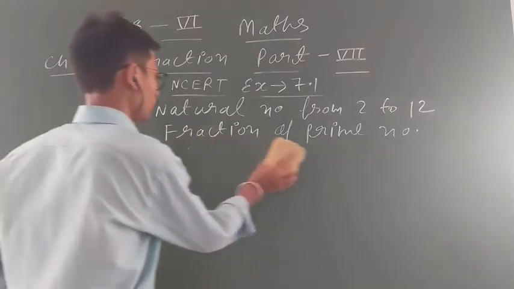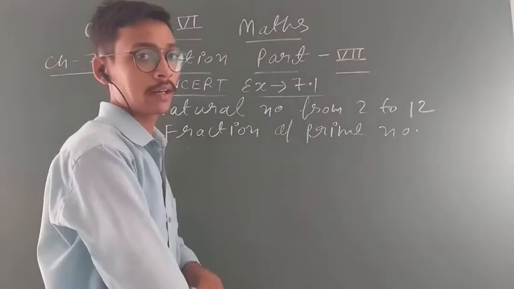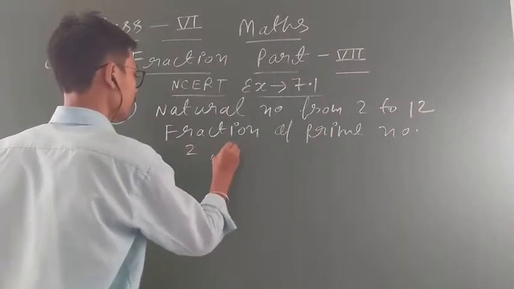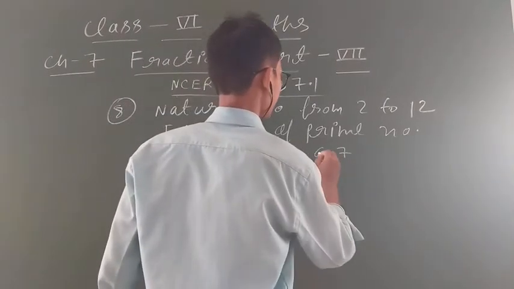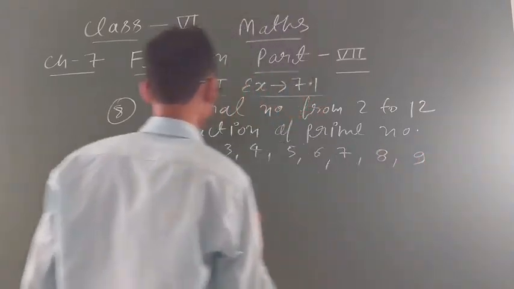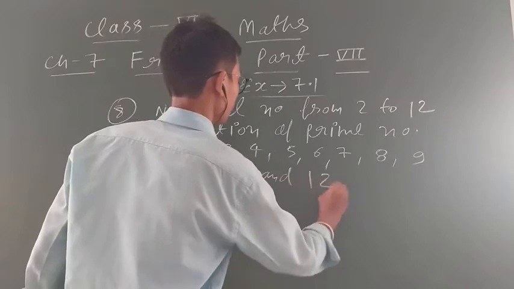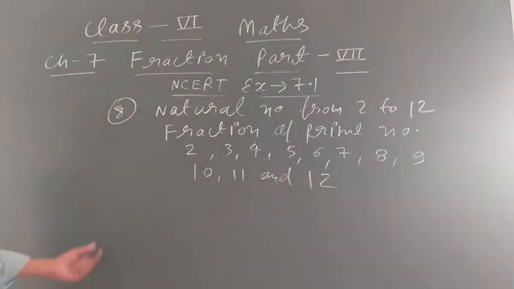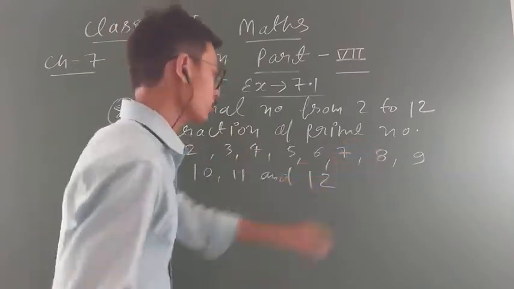So now, first we will write down what? We will write down natural numbers from 2 to 12. Now you will write down 2, 3, 4, 5, 6, 7, 8, 9, 10, 11 and 12. First we will write down all natural numbers, student. The next thing is the given fraction of prime numbers. Prime numbers, student, what? 2.